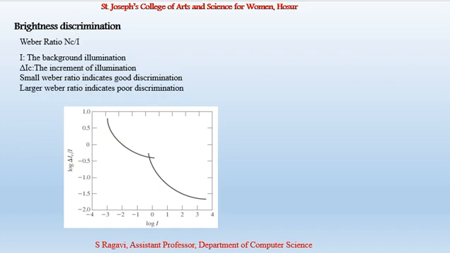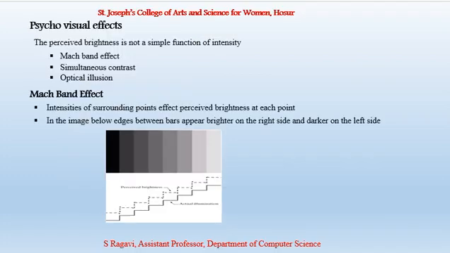This brightness discrimination is done using the Weber ratio. In the Weber ratio, I indicates the background illumination. The delta Ic indicates the increment of illumination. A smaller Weber ratio indicates good discrimination, and a larger Weber ratio indicates poor discrimination.